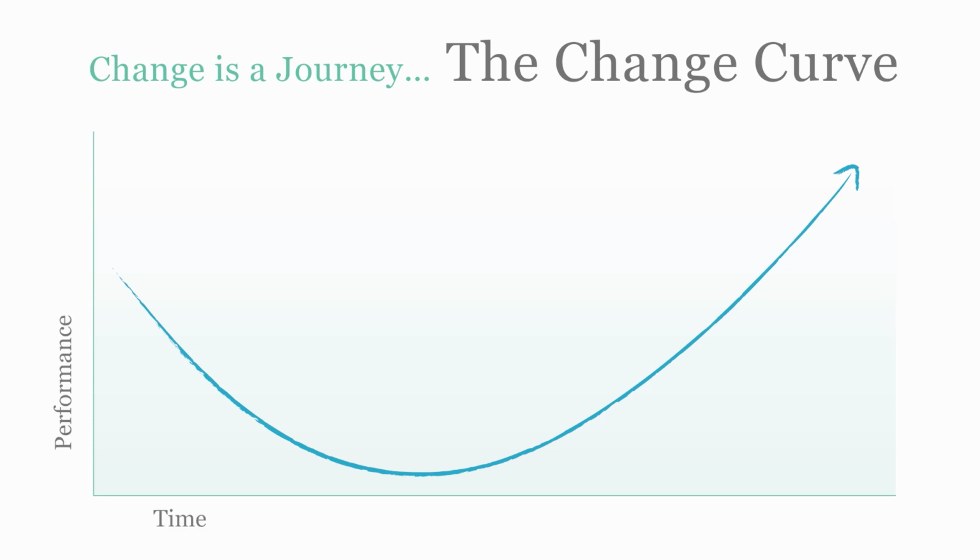Let's look at the mechanics and stages of the curve. The vertical axis is performance. You can expect to see a decrease in performance by the stakeholder group going through the change. The length of time the group's performance is diminished, the horizontal axis, is directly related to how well this journey is managed. There are 5 stages to the change curve.